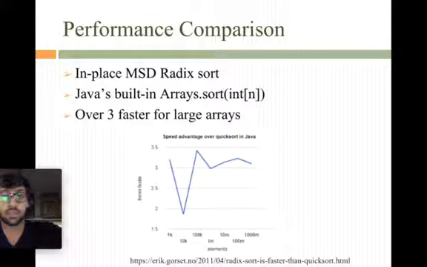Now we come to the performance comparison. We are comparing the performance of in-place MSB radix sort with Java's built-in Arrays.sort function. As we had seen earlier, the radix sort algorithm is much more favorable when either the digit size is very small or the data set is very large.